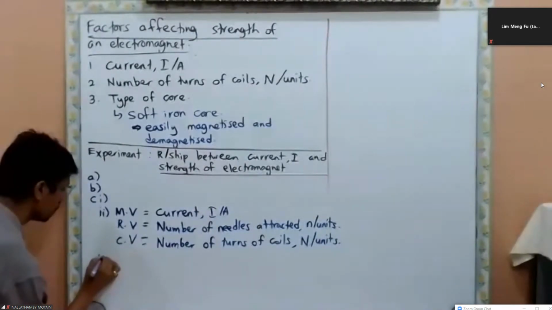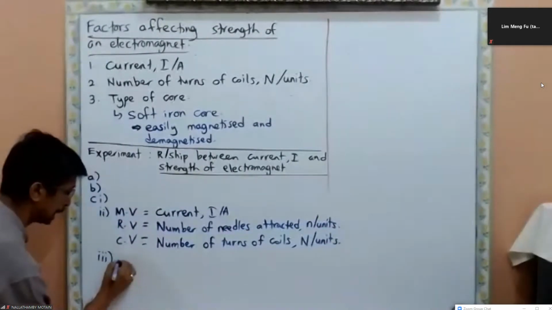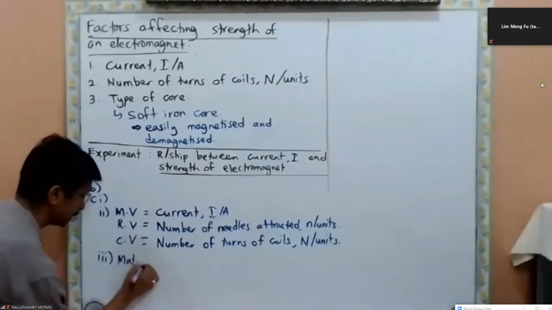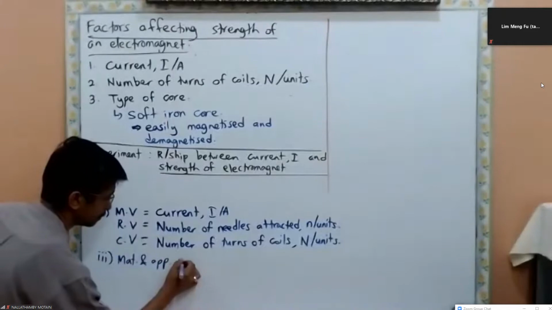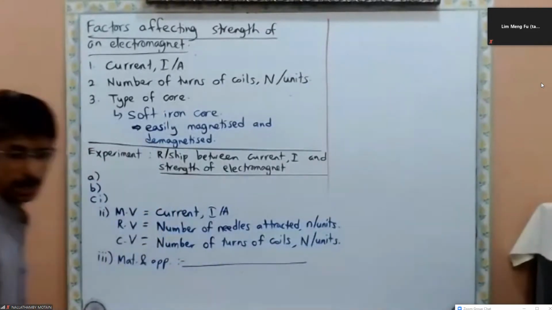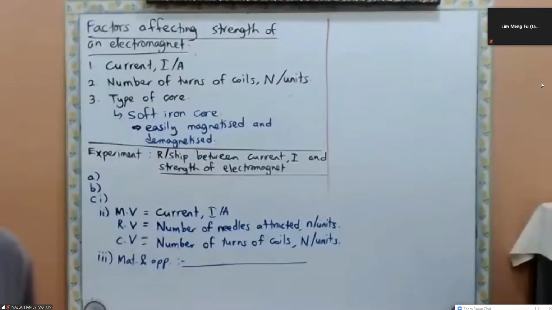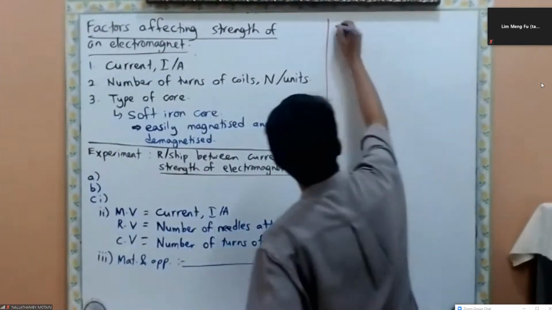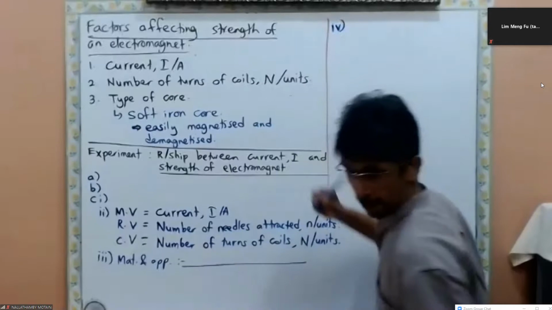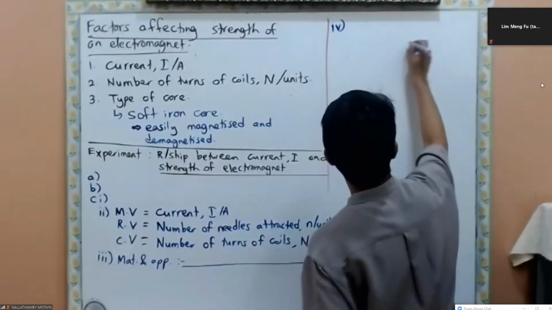Number 3 is the materials and apparatus. All right, later I will give you the materials and apparatus. It's very easy. Okay, we go for number 4.